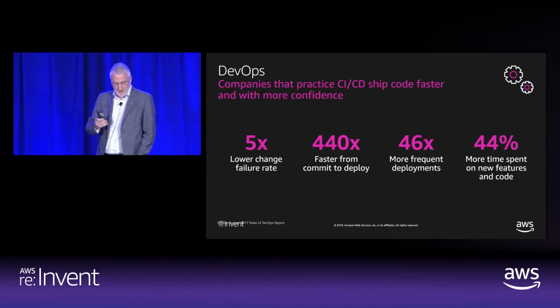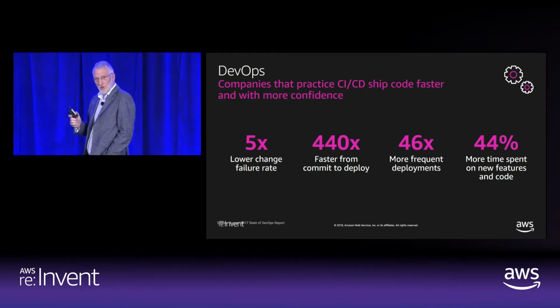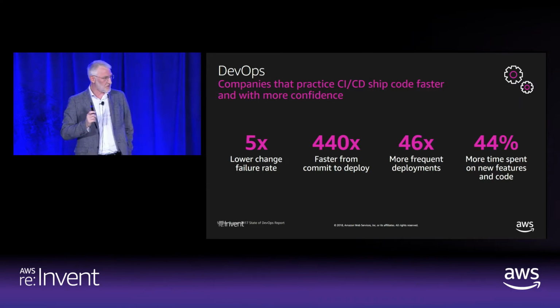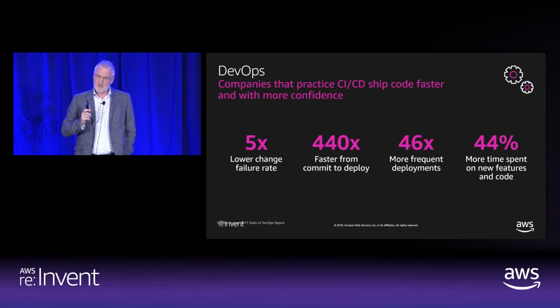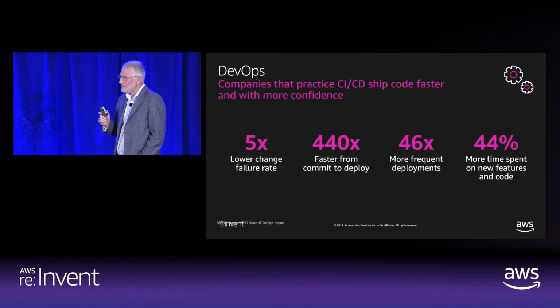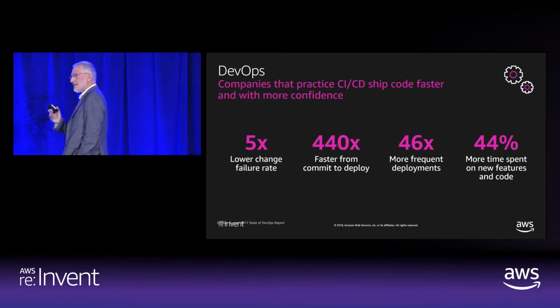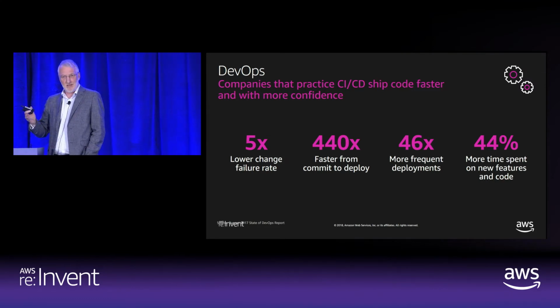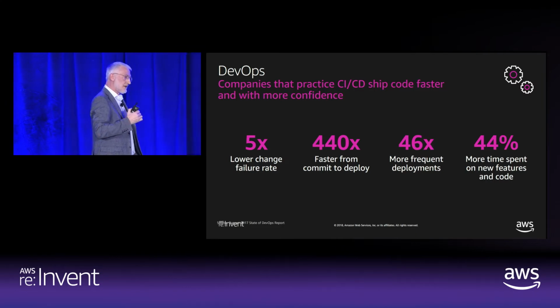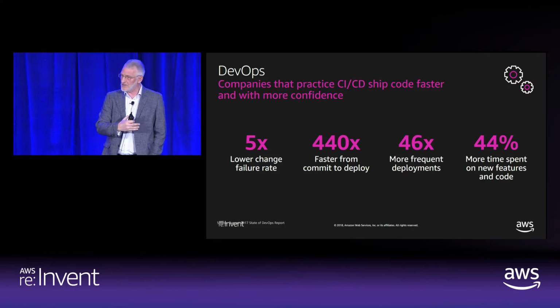And then you look at that last one, 44% more time spent on new features and code. That's an enormous benefit, because we've done a lot of work manually, traditionally, in the past, and by automating it away, we free up time that we can now focus and give back to our customers and our product features.